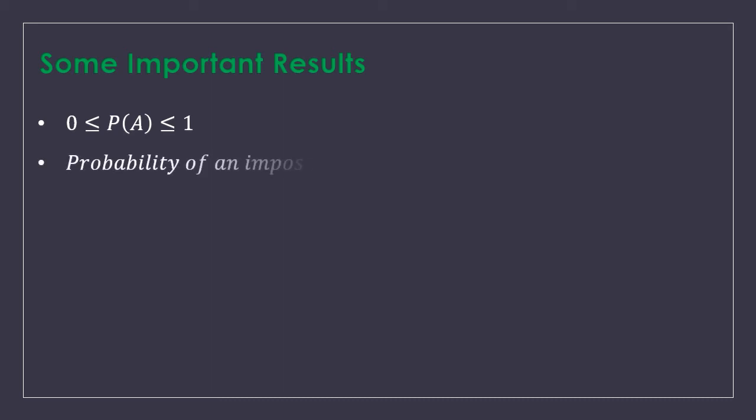The probability of an impossible event is 0. Therefore, the probability of the null set is 0. So that is the minimum probability. An event can be impossible, there could be nothing less likely than that. So the minimum amount of probability is 0.